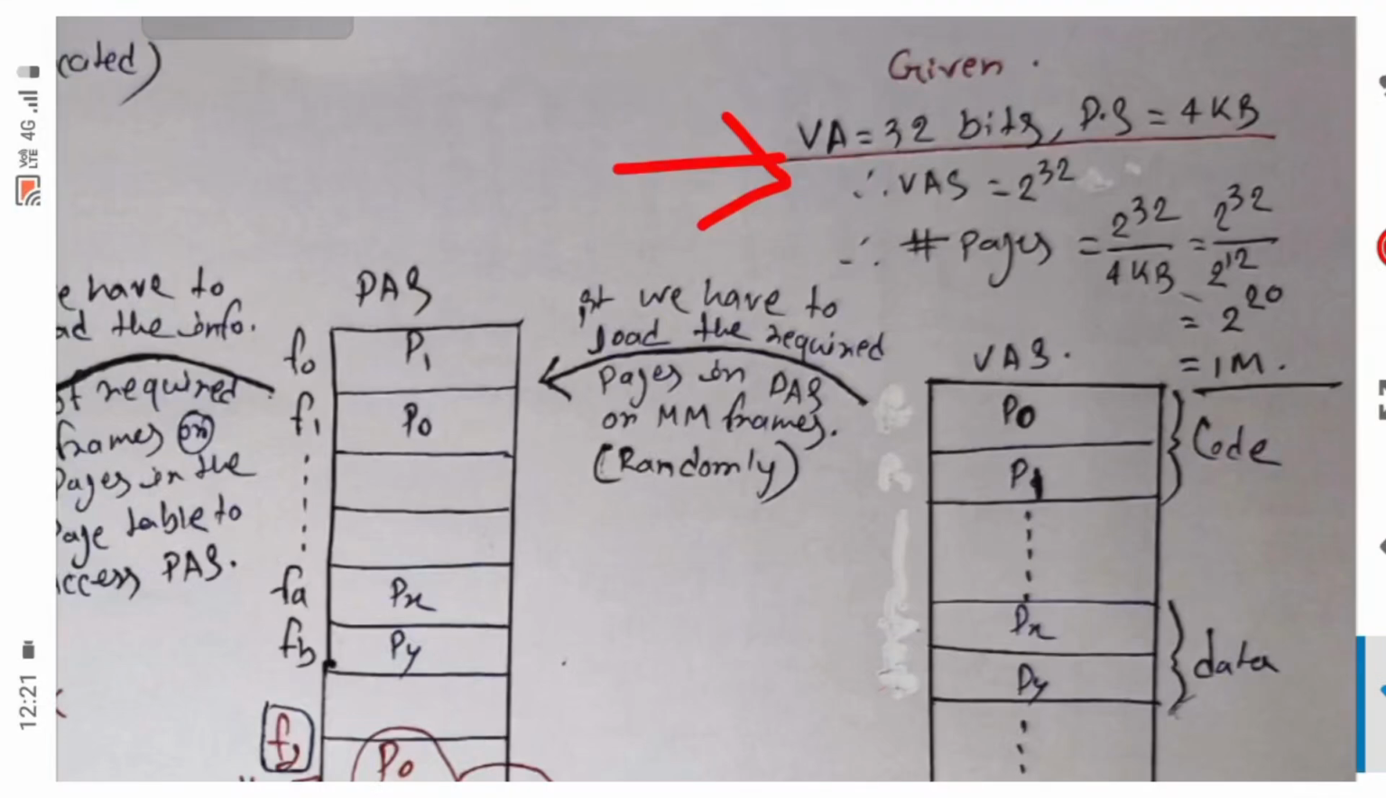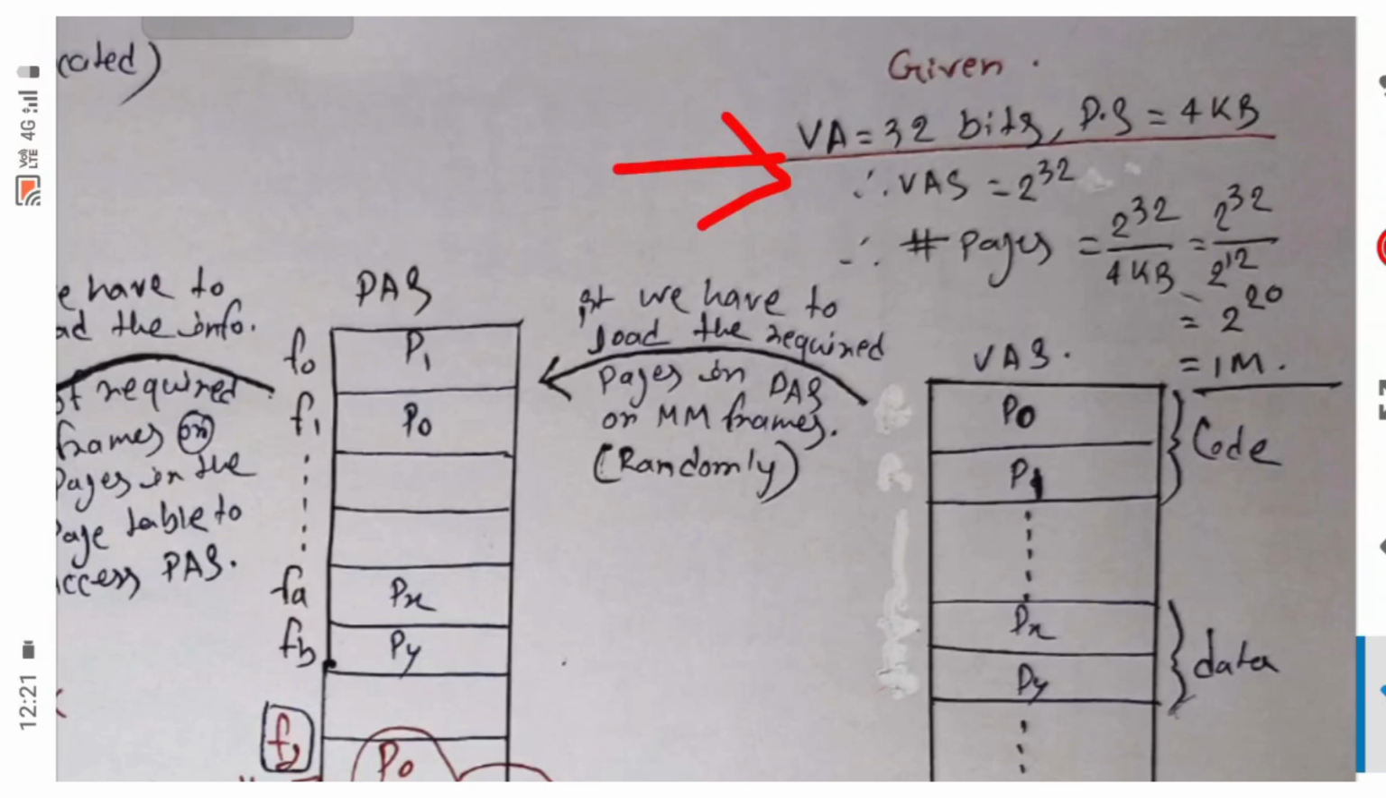This video is about the concept of multi-level paging in operating system. It is given that the virtual address is 32 bits and page size is 4 KB. So if the virtual address is 32 bits, then the virtual address space will be 2 to the power 32.